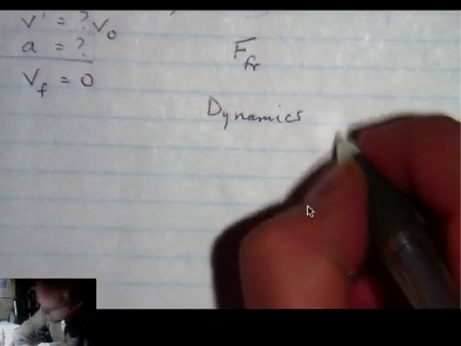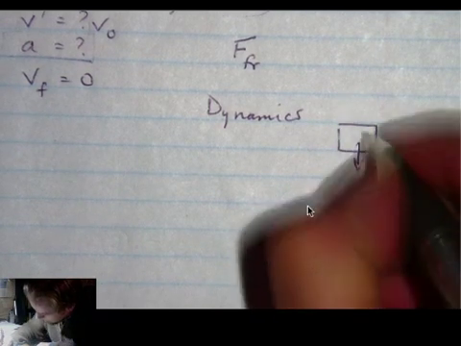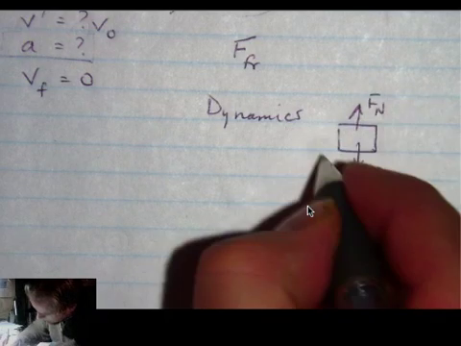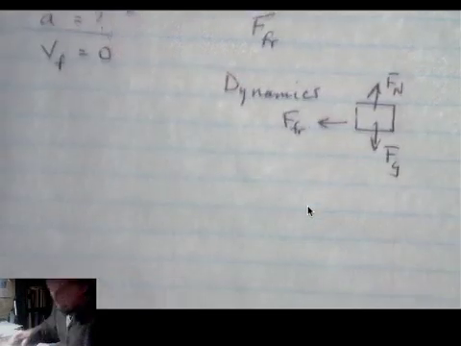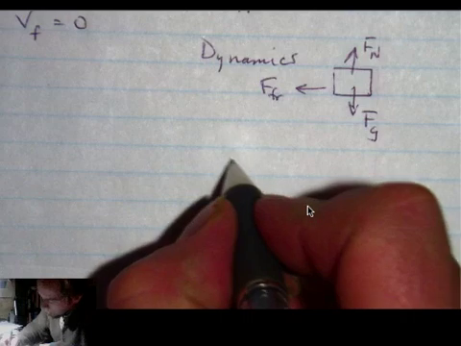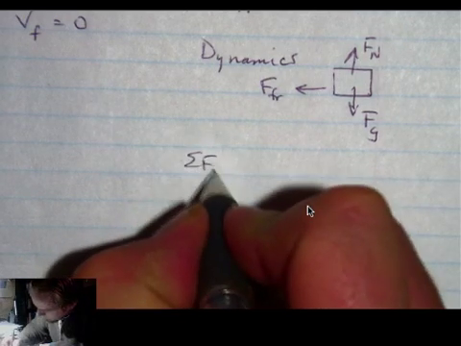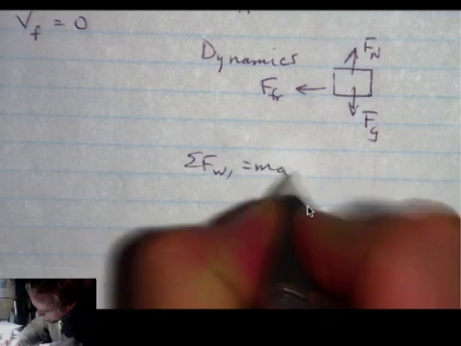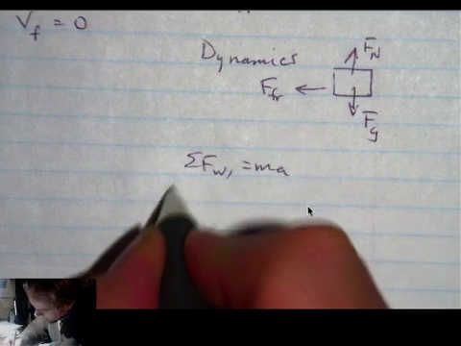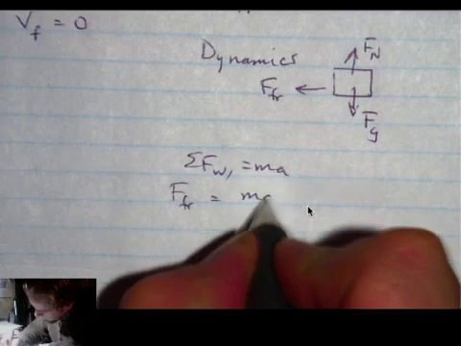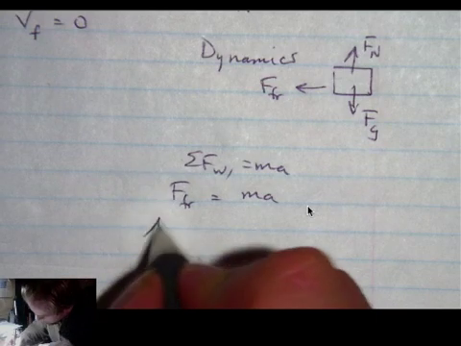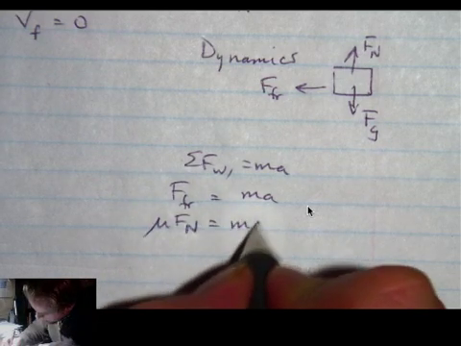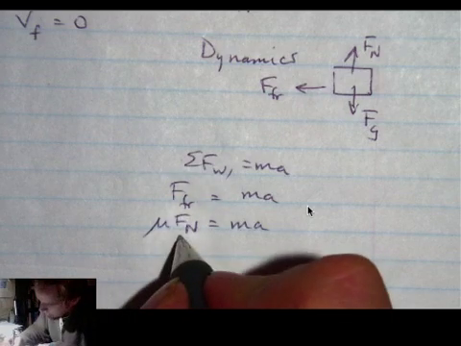So now with dynamics, I've got a block which has a bullet embedded in it. I've got Fg, I've got a normal force Fn, and I've got the force of friction acting back. So dynamics-wise, I have the equation with motion, sum of the forces in the plane with motion equals mass times acceleration. There's the A I'm looking for. Force of friction equals mass times acceleration. And the force of friction equals mu Fn, which equals mass times acceleration. And now I need to know what Fn is.